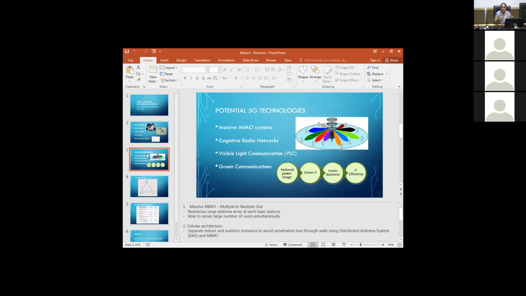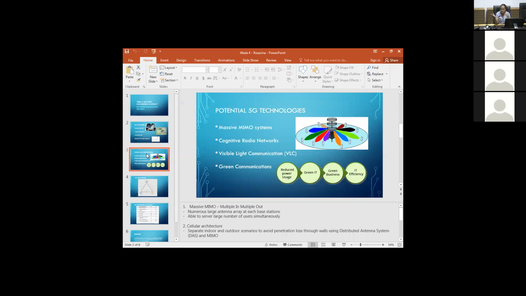So for the next slide, the first one was massive MIMO systems. Basically, as highlighted earlier with my other colleagues, this is just numerous large antennas at base stations that transmit and receive to serve a large number of users simultaneously.